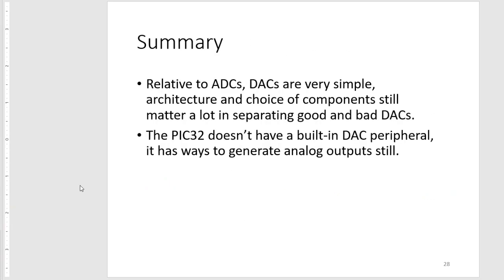So in summary, relative to ADCs, DACs are quite simple, but the architecture and the choice of components still matter a lot in separating good and bad DACs. Whichever architecture you're using can greatly affect the settling time, the noise, and the accuracy of your DAC. And then sadly, the PIC32 does not have a built-in DAC peripheral. However, it has ways to generate an output that is still analog.